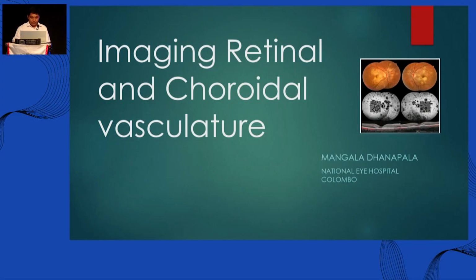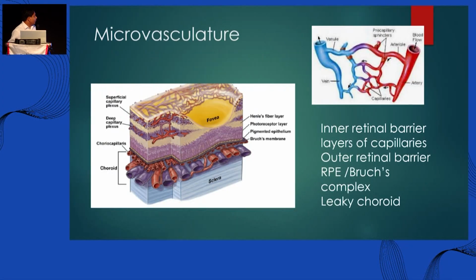We are going to talk about how you look at the retinal vasculature and the choroidal vasculature. We are all used to this: a capillary bed, the arteriole, capillaries, venules, and veins. There are certain few things we need to know before we talk about this.